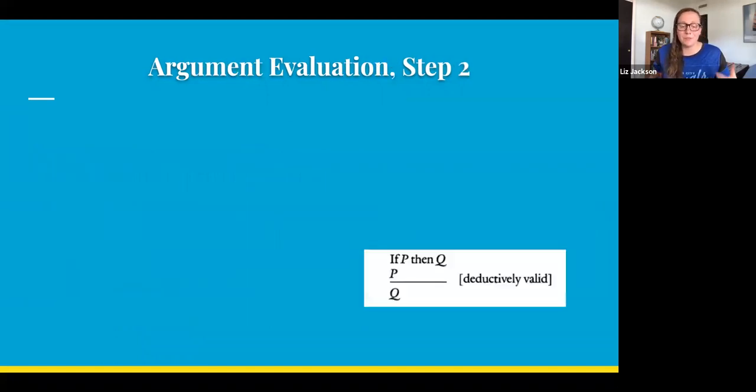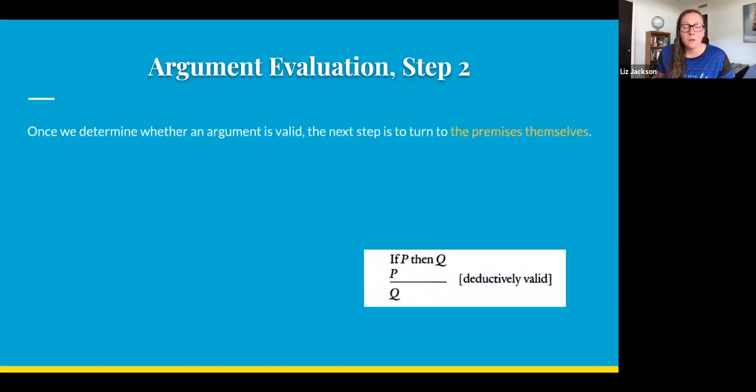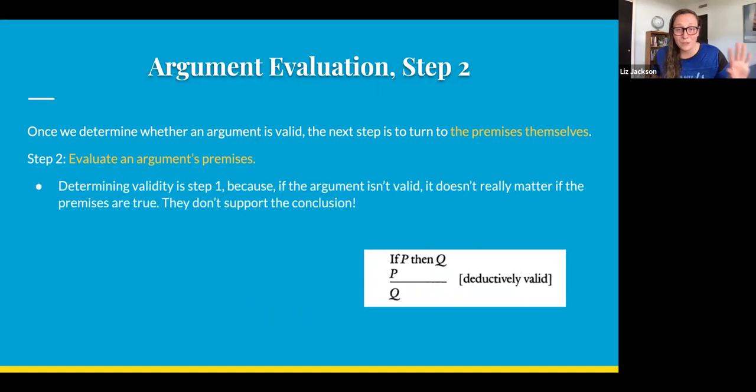So this brings us to step two of argument evaluation. Once we determine that an argument is valid, then we're going to turn to looking at the premises themselves. So step two is evaluating an argument's premises. We need to determine validity first, because if an argument isn't valid, it doesn't really matter either way if the premises are true, because they don't support the conclusion. Whether they're true or not, it doesn't really give us a reason to believe the conclusion. So first we need to make sure this is a valid argument. If the premises are true, then the conclusion's true. And then we move on to looking at the argument's premises.